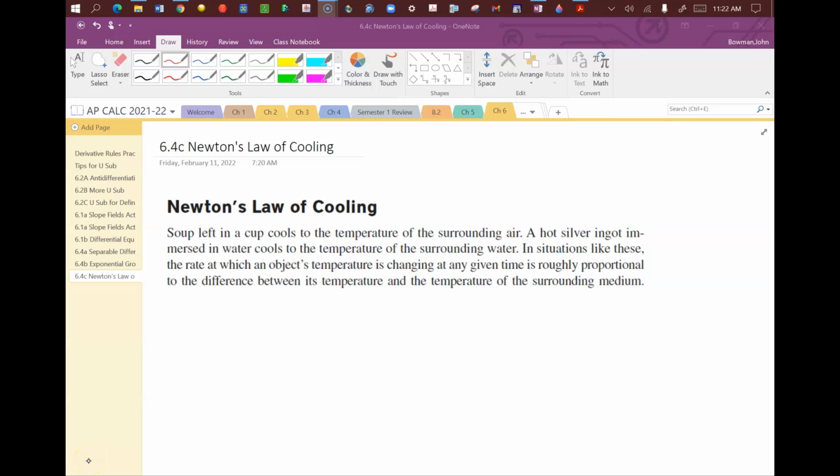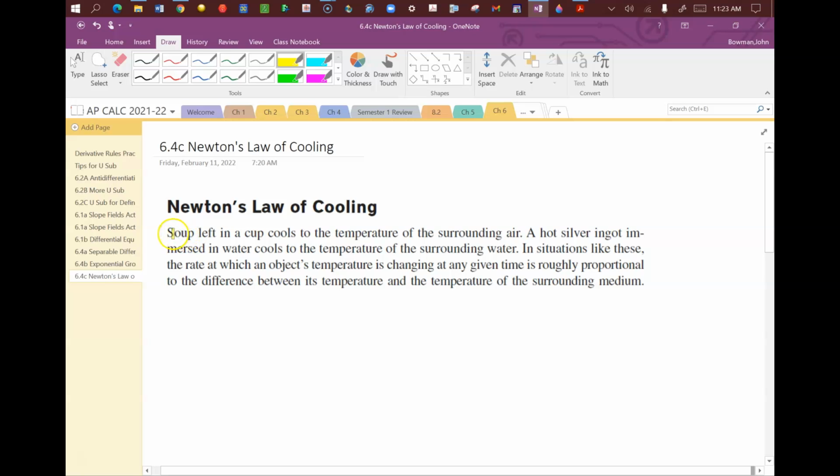In this last video about exponential growth and decay, we're going to talk about an example of exponential decay, even though it can be used in an exponential growth situation. And the situation is this: we've all seen things, let's say something hot out of the oven, that we allow to cool. Newton's law of cooling applies to that.